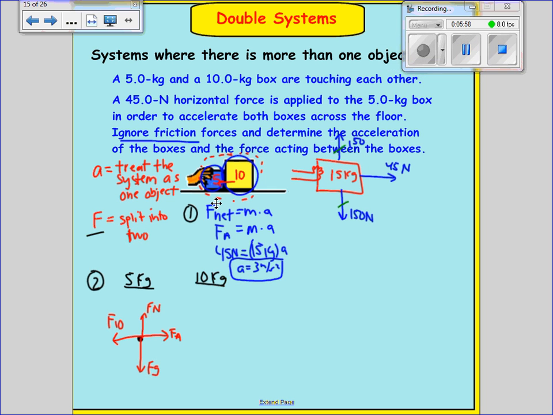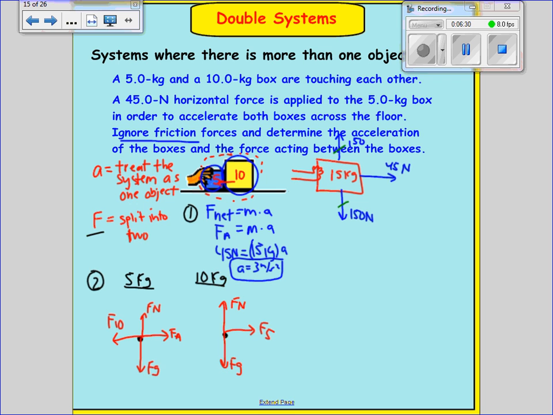Now, if I draw the force diagram for my 10 kilogram block, I'm going to have force gravity down, force normal up, and then I only have the force that the 5 kilogram block pushes. Notice that the 10 kilogram block does not have the force applied, because the hand is not touching the 10 kilogram block, it's touching the 5 kilogram block. So there's my force diagrams. Like I said, I'm going to show you how you can solve this problem using both blocks, but you don't need to do both. You only have to choose one block and find the force.